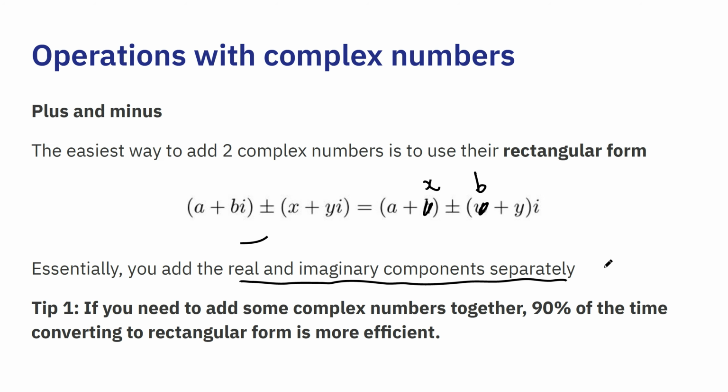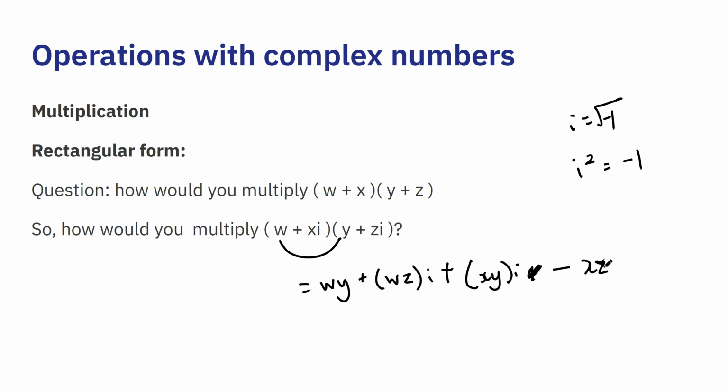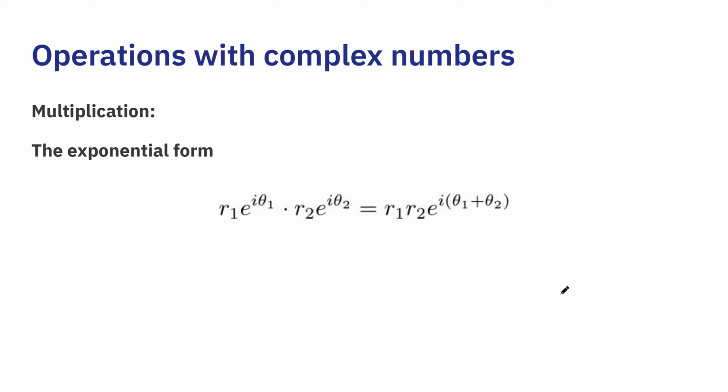Okay? So what we can do is we can simply combine the real and imaginary parts. So the real part will be wy minus xz, and the imaginary part will be wz plus xy i. So that's it.